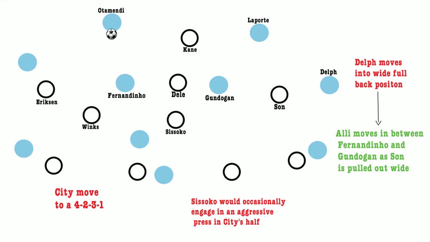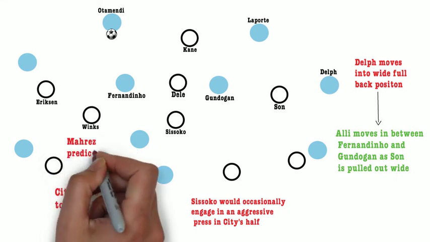City were poor going forward. They lacked dribbling ability centrally, as Gundogan never was able to go past a player and open up the Tottenham defensive structure in the same way that Kevin De Bruyne would have.